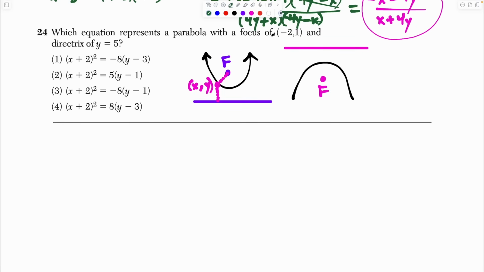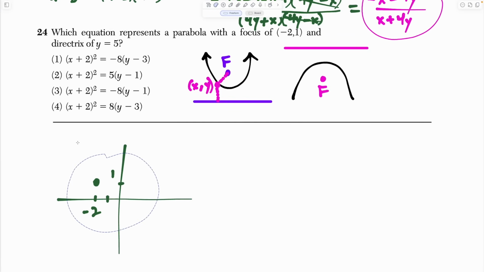So when they tell me the details here, I just draw out an xy axis. We have a focus at -2, 1, and we have a directrix at y equals 5. So it looks like most of what's happening here is happening in quadrant 2. So y equals 5, so at 1, 2, 3, 4, and I'll just extend this a bit, 5 up here. Okay, so this would be where our directrix is.